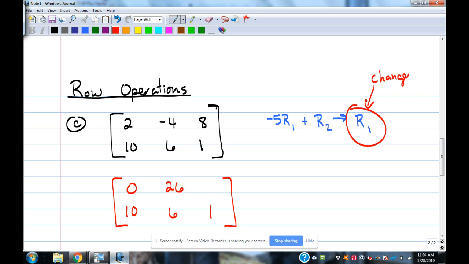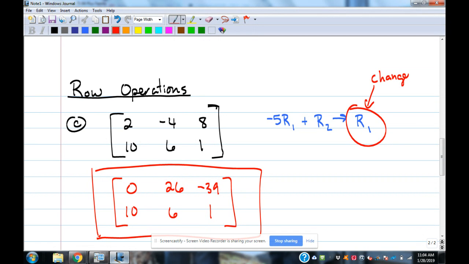And then we take negative 5 times 8, negative 40, plus 1, negative 39. That matrix right there is your answer. That's what a row operation does. It tells you what to do and tells you what to change.